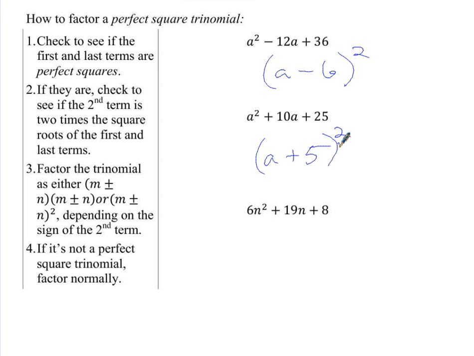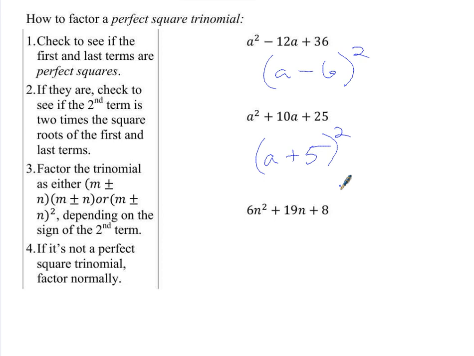The last one, is this a perfect square trinomial? No, this is not a perfect square. n squared is, but 6 is not. So therefore this is not. And even if this was, 8 is not a perfect square either. So this is not a perfect square trinomial.